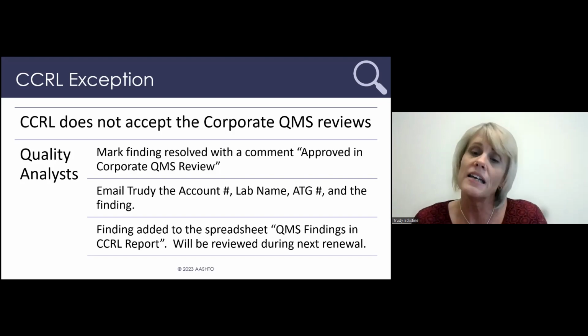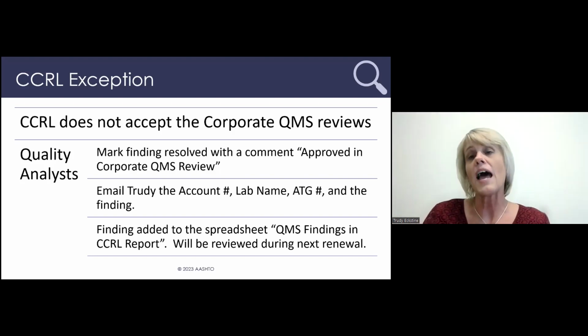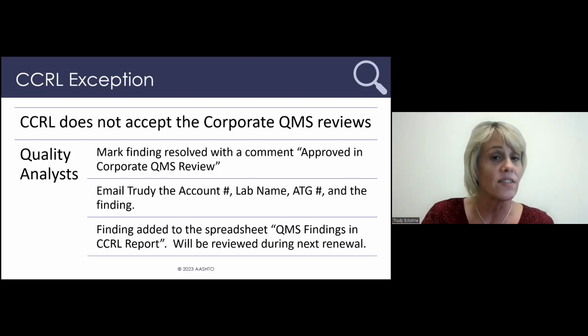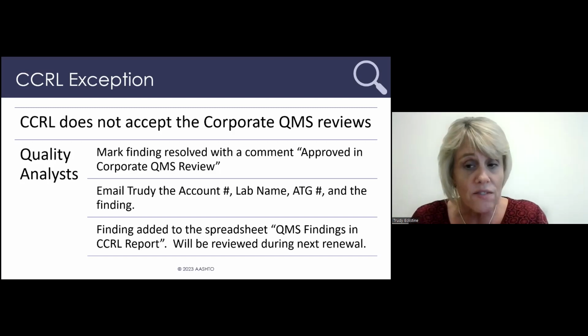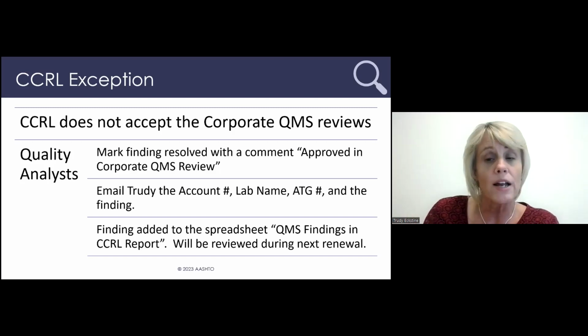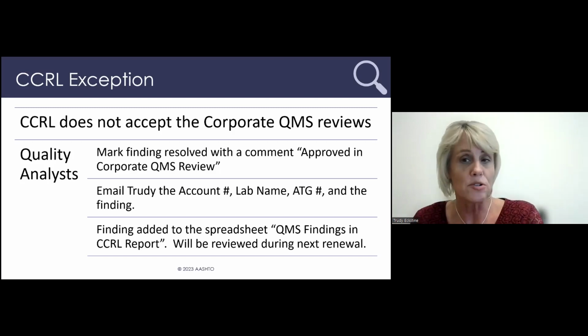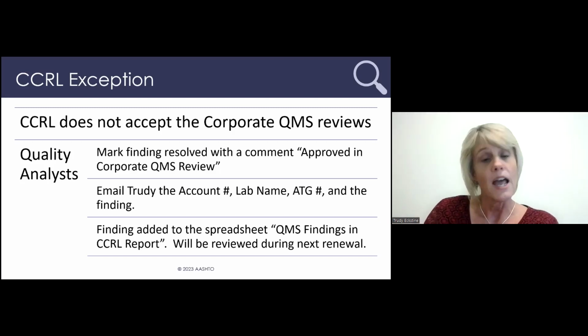So if there is a finding in the CCRL report and your laboratory is a corporate approved laboratory having a corporate approved QMS, what we'll do as a quality analyst is we're going to resolve that finding, and we're going to put a little note in there saying it's approved in our corporate QMS, and we're not going to make you submit a response and evidence that you have it, okay? And then on the flip side, the quality analyst is going to let me know that here's a lab that CCRL found a specific finding for, but they're in our approved program. And what we're going to do is follow up with the laboratory during our next review process. And we're just going to double check and make sure it really is in that corporate QMS.